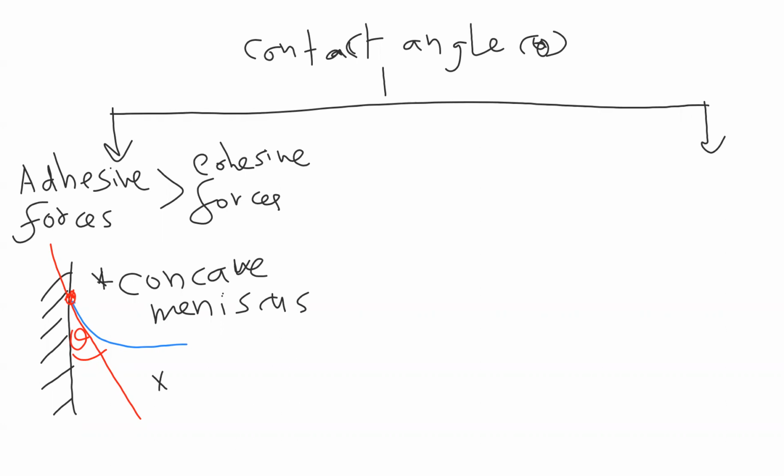And we say the contact angle is lesser than 90 degrees. Contact angle is lesser than 90, so it's a wetting scenario. That means the liquid wets the surface when the angle is lesser than 90 degrees. It's a wetting scenario.